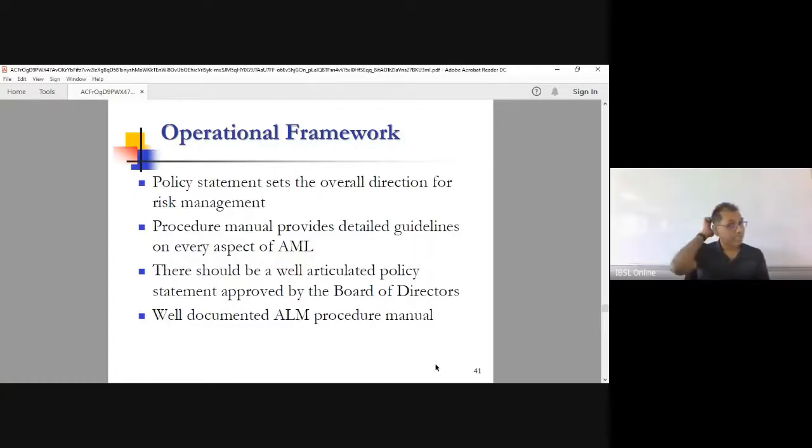All those policies have to be very clearly articulated in a policy statement and operationally executable document. So that comes within the operational framework of the organization, and say, okay, for ALM, sorry, not AML, this is how the operational guidelines will look like. This is how you will operate. This is how you will execute your strategy.